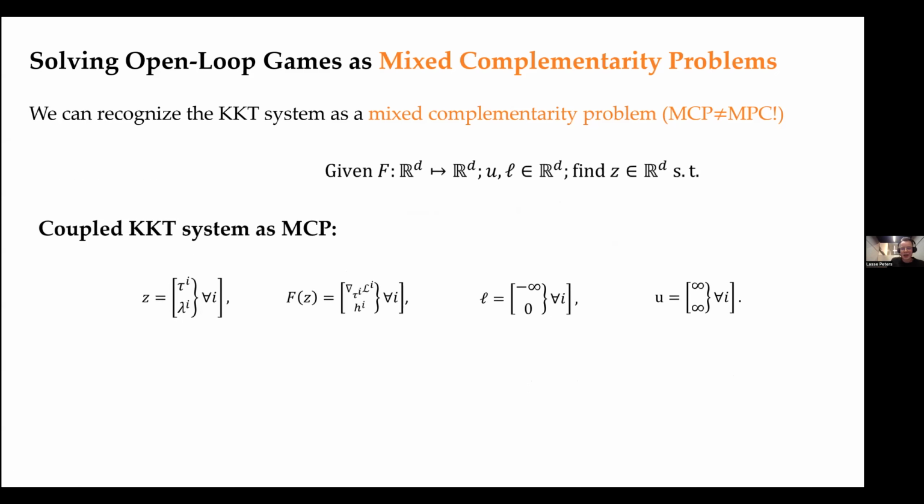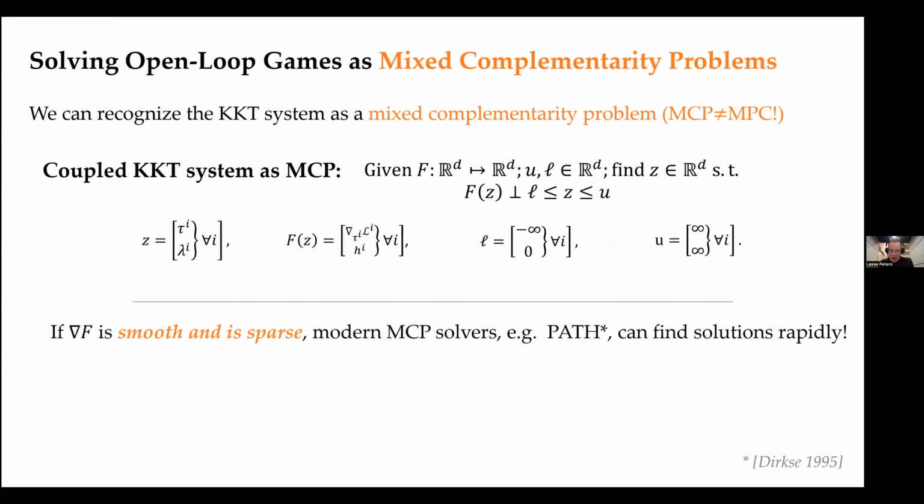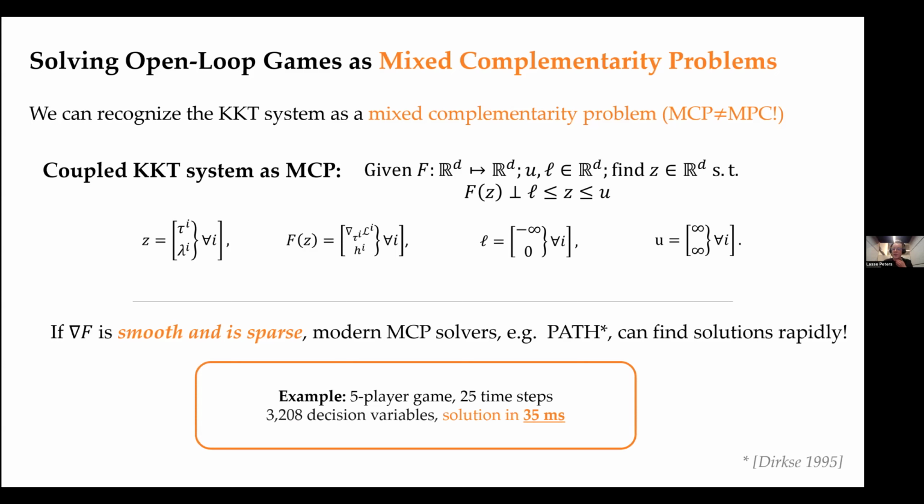And so why are we going through this entire process of converting it? Solving MCPs is still hard, but it turns out that when the gradient of F, which involves the second derivatives of the Lagrangian, is smooth and sparse, as it often is in robotic applications that we care about, then modern MCP solvers, such as PATH, which is a fairly mature solver, can find solutions very rapidly to these problems. So to give you an example, in a 5-player game with 25 time steps, we get a mixed complementarity problem with 3,000 decision variables roughly, which includes both primals and duals.